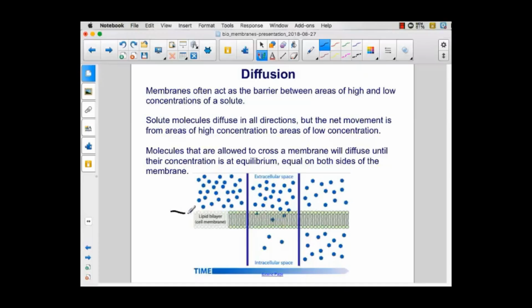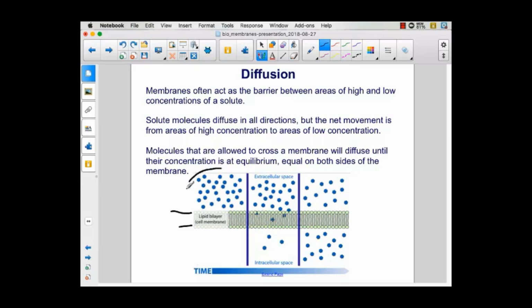So here we have a membrane layer. Remember, membranes often act as the barrier between the areas of high and low concentrations of a solute. Solute molecules diffuse in all directions, but the net movement is from the areas of highest concentration to the areas of low concentration. So molecules that are allowed to cross a membrane will diffuse until their concentration is at equilibrium, equal on both sides of the membrane. So let's take a look here.